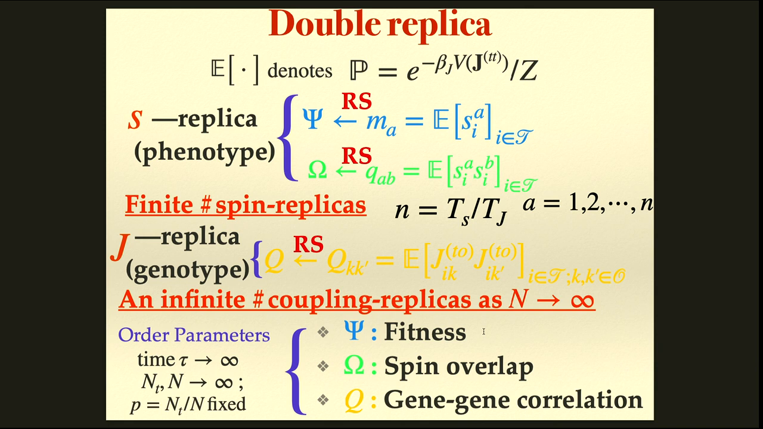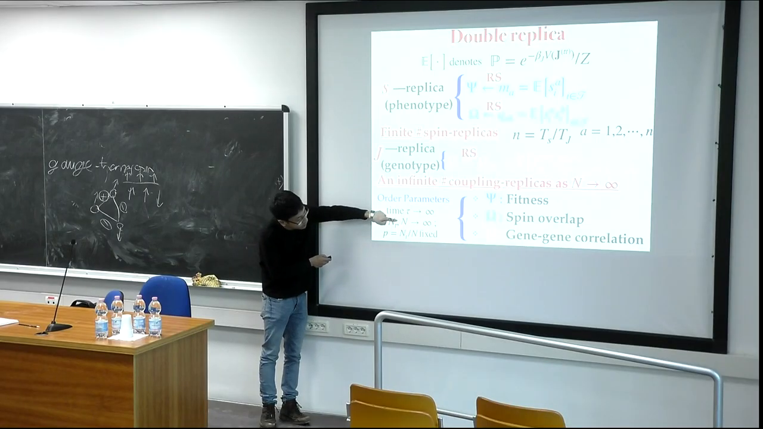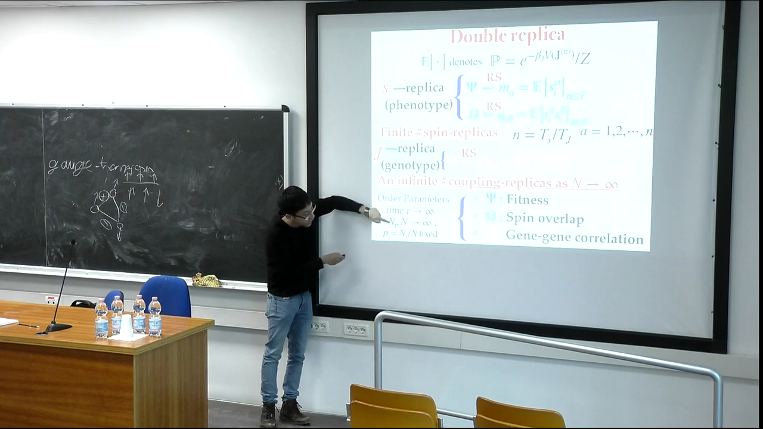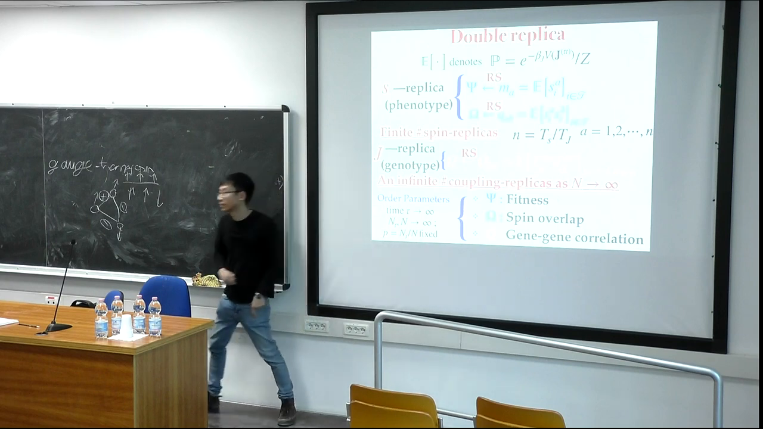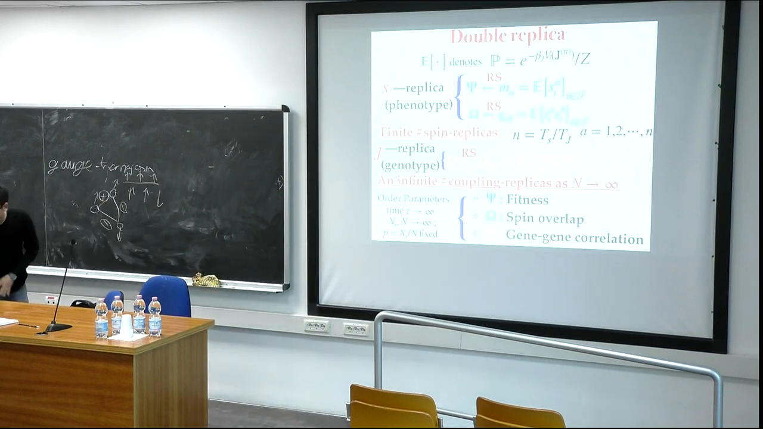And then you can consider these order parameters in the replica symmetry ansatz, with one thing that I need to remark. NT is the number of target spins. N is the number of total spins in the system. And P here is the ratio between the number of targets to the total number of spins, and that one will be fixed. So the thermodynamic limit here is that you make both go to infinity, but the ratio is fixed. Okay, too much detail, I'm afraid.